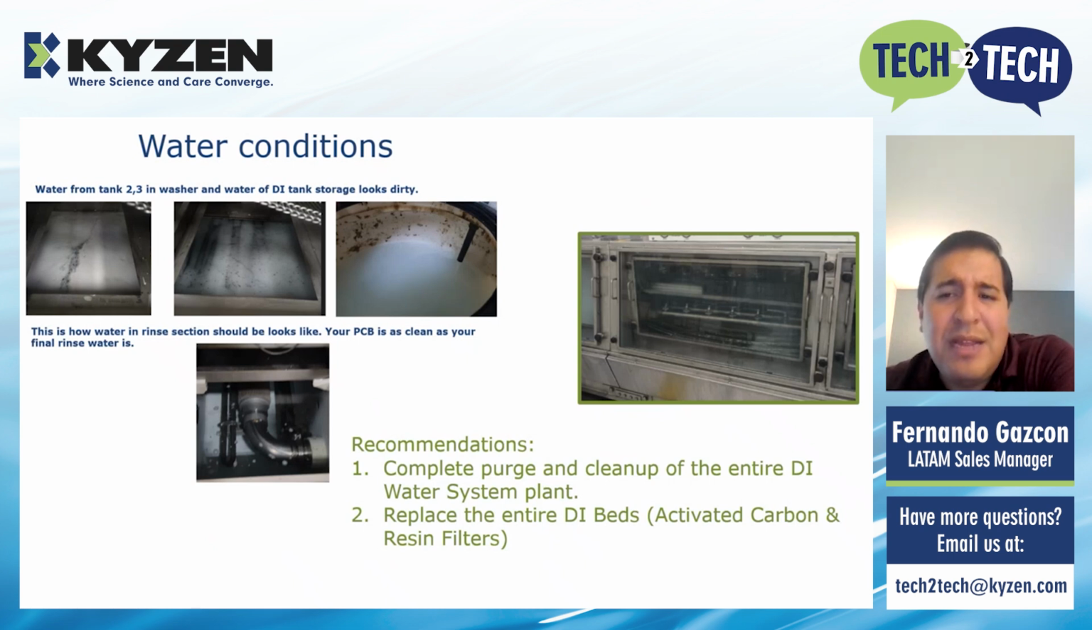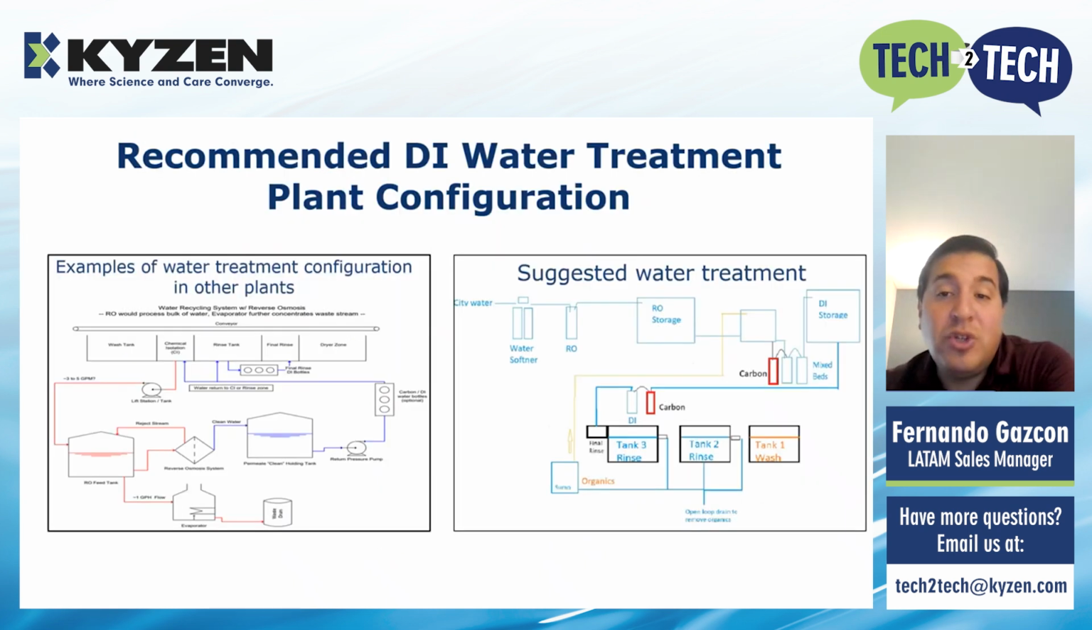We ended up recommending a complete purge of the DI water system and the replacement of the carbon and mixed bed resin filters to ensure we were getting high purity DI water into the system. Also, we offered some alternative configurations of the DI water treatment recirculation from the washer to the filtration system, because chemical was being sent back to the DI filters, and this was causing the filters to deplete very quickly.